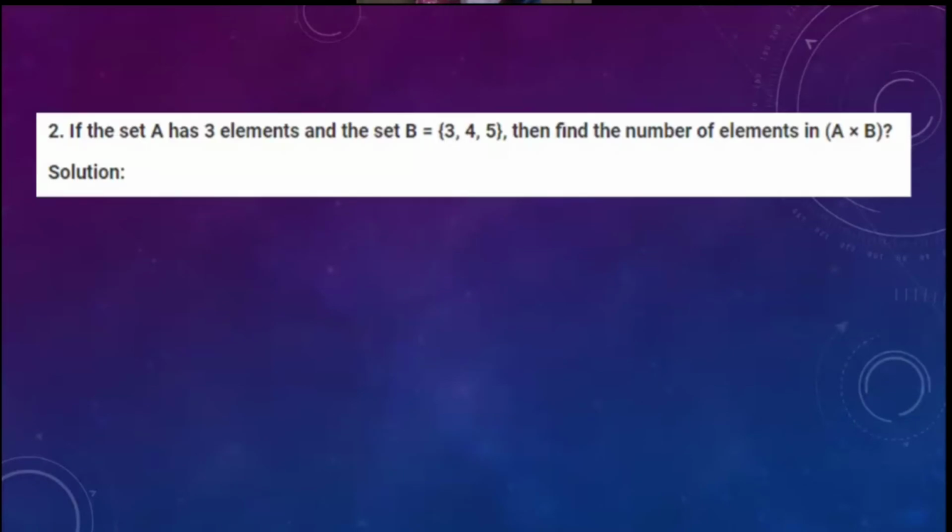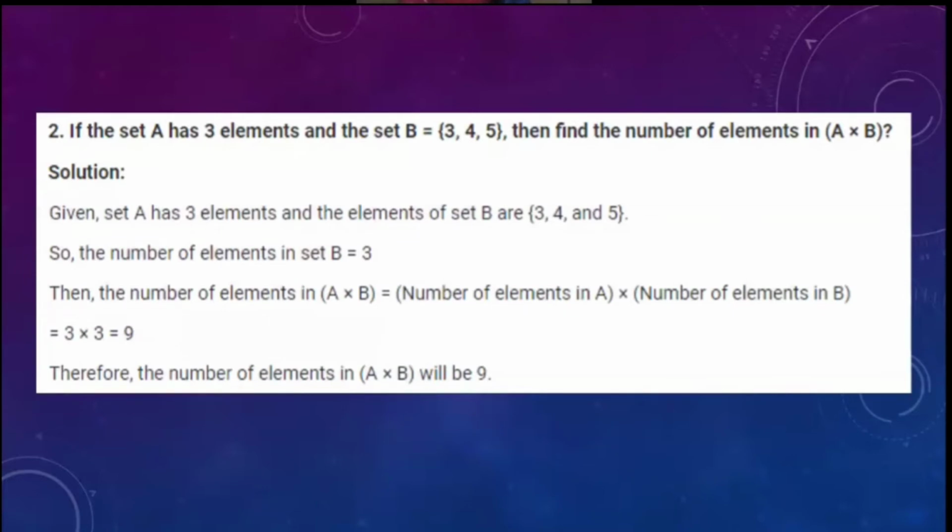In the second question, you see, if set A has 3 elements and set B has 3, 4, 5, they gave, then find the number of elements in A cross B. See, set A has 3 elements and set B also has 3 elements. So how many elements will A cross B have? A cross B will have 3 into 3, 9. So given set A has 3 elements, set B also has 3 elements, then the number of elements in their Cartesian product A cross B equals the number of elements in A multiplied by the number of elements in B, which is 3 into 3, 9. Therefore, the total number of elements in A cross B will be 9.